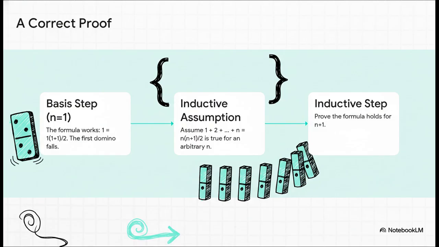First, the basis step, for n equals 1. Does it work? The sum is just 1. The formula gives us 1 times 1 plus 1, divided by 2, which is 1. Boom, perfect. The first domino is down.